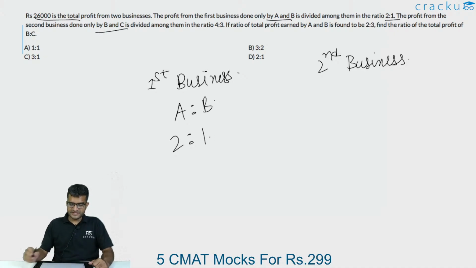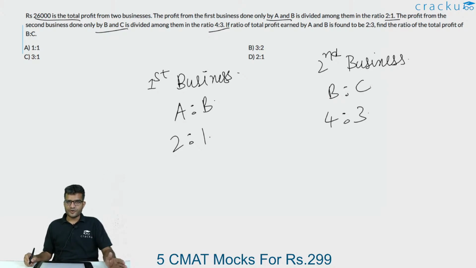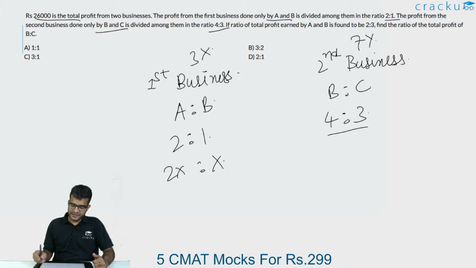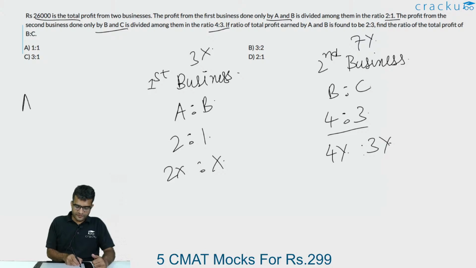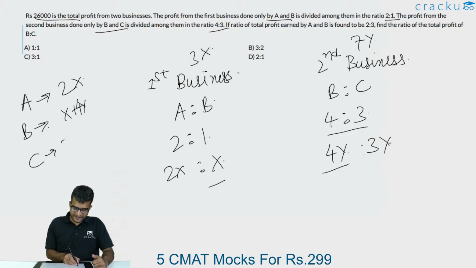And the profit from the second business done only by B and C is in the ratio 4:3. So B and C, the ratio is 4:3. So let us assume that the total profit from the first business is 3x, or essentially A makes 2x and B makes x from the first business. From the second business, because it is 4:3, let us assume that the total profit is 7y. So B makes 4y and C makes 3y. So the total profit of A is 2x, the total profit of B is x plus 4y, and total profit of C is 3y.